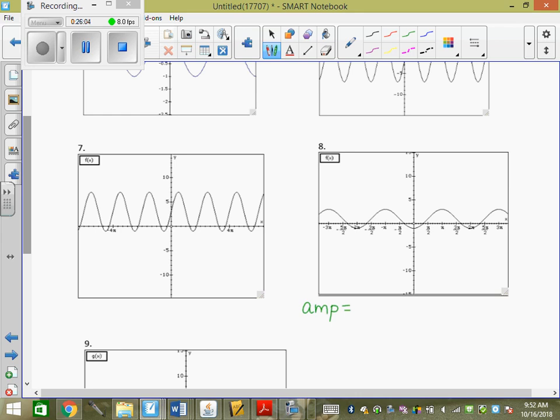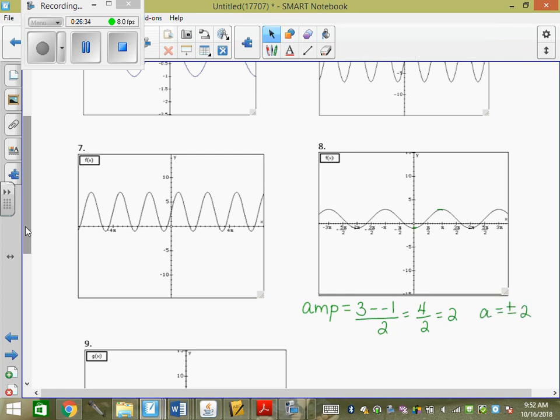Max, which is 3, minus min, which is -1, divided by 2, which is 4 divided by 2, which is 2. That makes sense because from -1 to 3 is a distance of 4, and half of that is 2. Amplitude's half the distance. We agree? From the amplitude, my A value is either plus or minus 2.